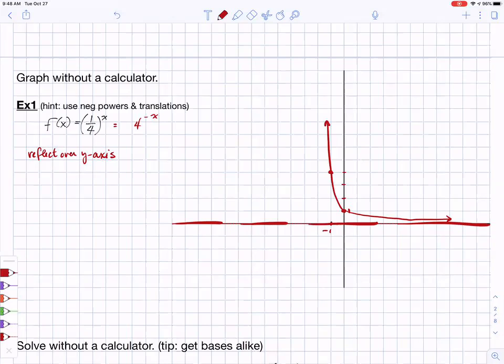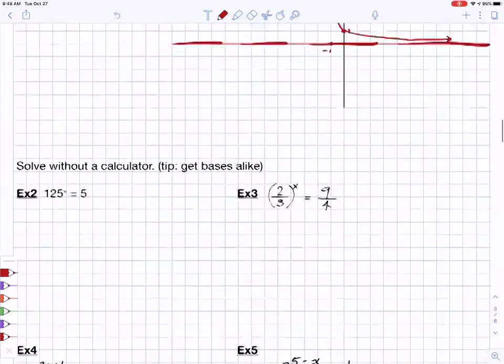If you graph this on the calculator, it actually kind of looks like it runs into the x-axis simply because the pixels are a little too big. Okay, so, but it doesn't. It doesn't. All right, next.